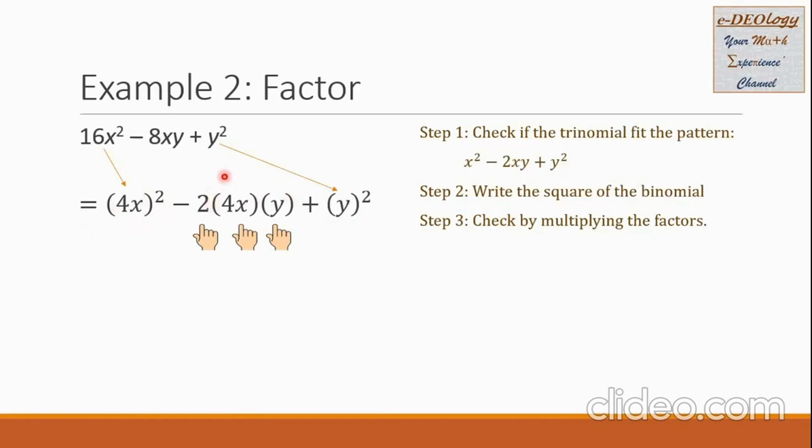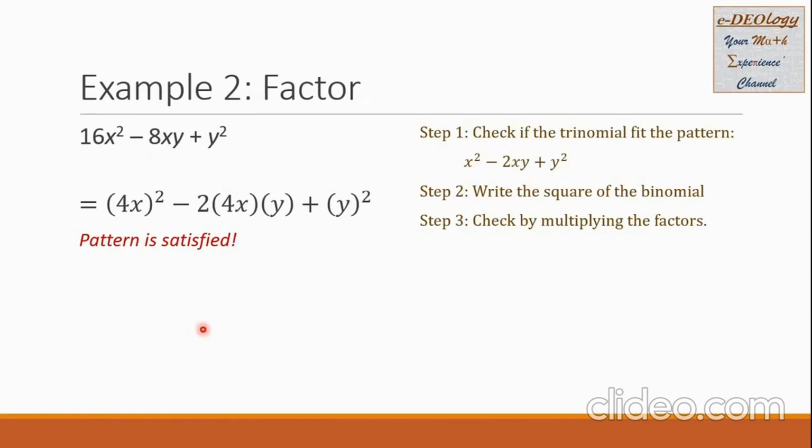And I will hope that if I multiply 2 by 4x and by y, it will give me that 8xy. And it is. So it means to say this trinomial is a perfect square trinomial. So the pattern is satisfied. I can now go to step 2. I will now write my answer.